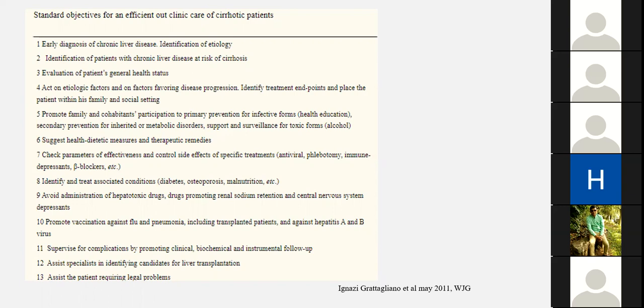Santosh, she answered as a question. Yes, sir. Continue, sir. Santosh, the Milan criteria keeps on changing. The MELD score. Can you just talk for 2 minutes about the MELD score and Milan criteria for transplantation?